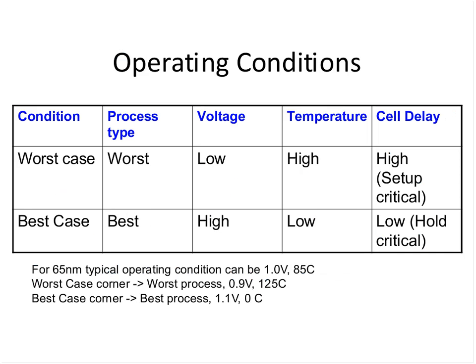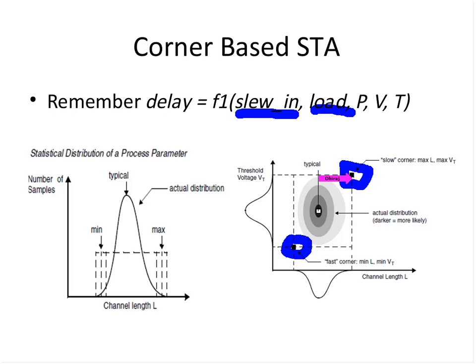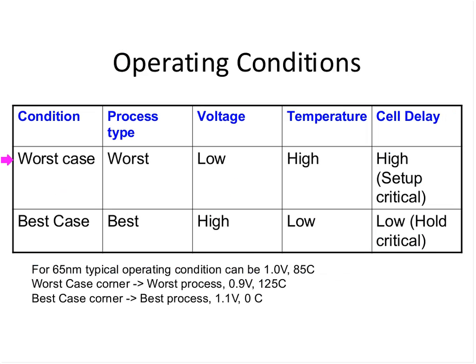Now what operating conditions might we choose? In all the technology nodes, like 50 nanometer, 90 nanometer, we should have at least two corners, worst case and best case. In the worst case corner, the process type is worst, which means NMOS and PMOS are both slow, voltage is low, and temperature is high. The cell delay is high, which is setup critical.